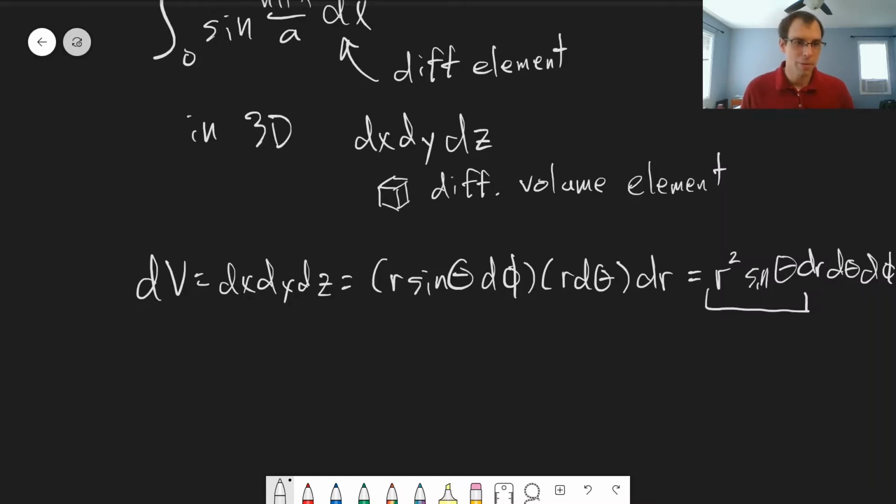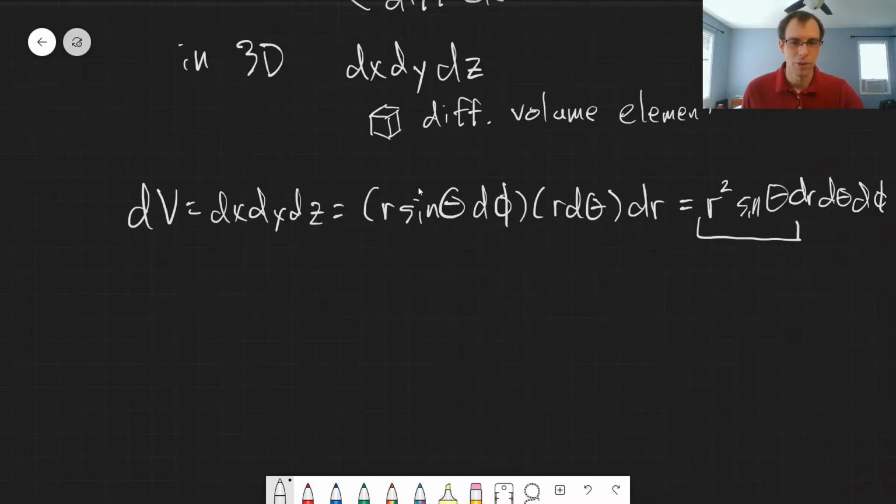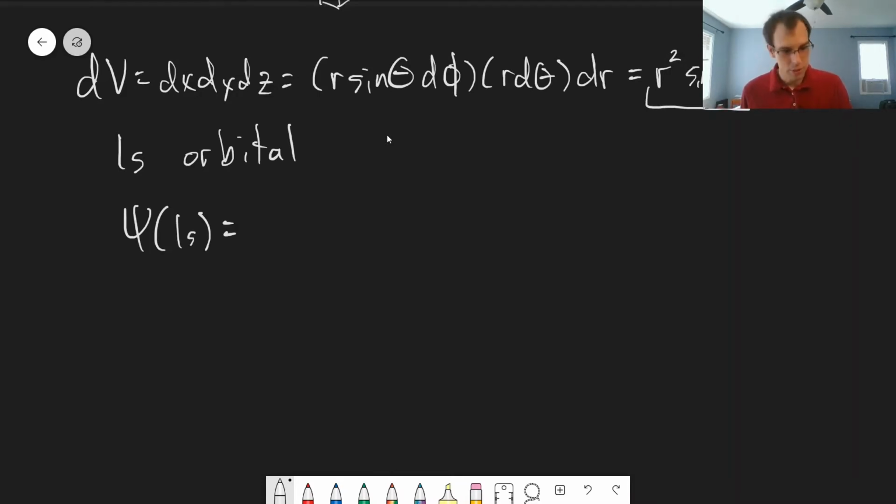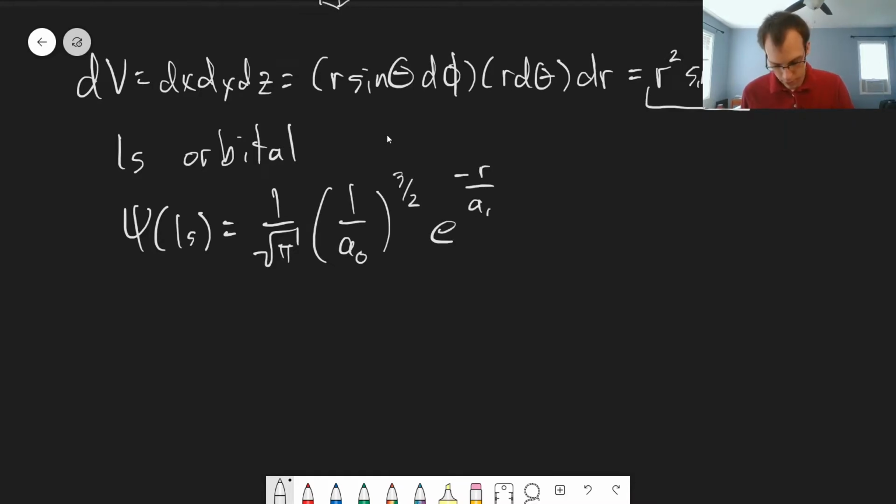So let's look at an example of how we do an integral in spherical coordinates. So we'll look at the wave function of a 1s orbital. This is something that we'll get to in chapter 6, but we'll just introduce this wave function. Psi is equal to 1 over the square root of pi, 1 over a naught to the 3/2, e to the minus r over a naught. A naught here is the Bohr radius that we've seen before.